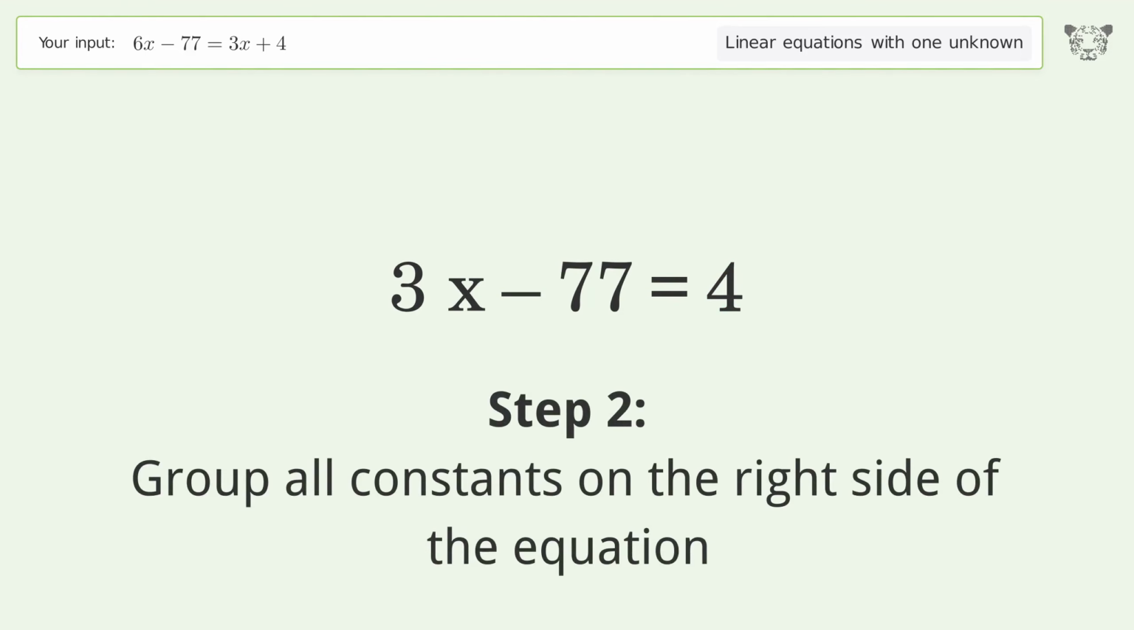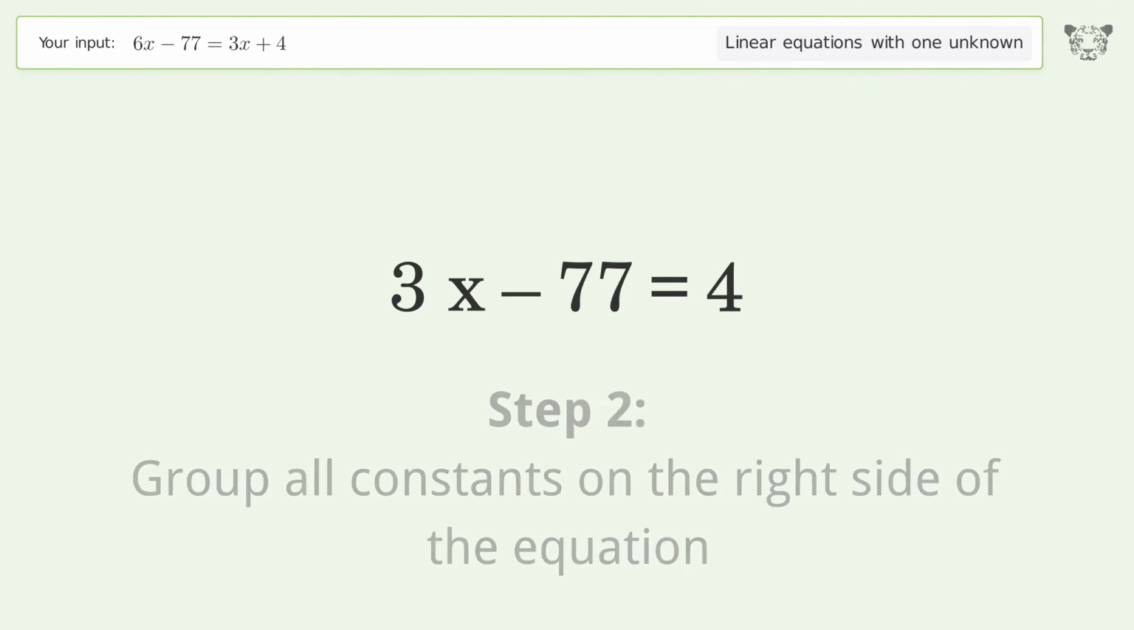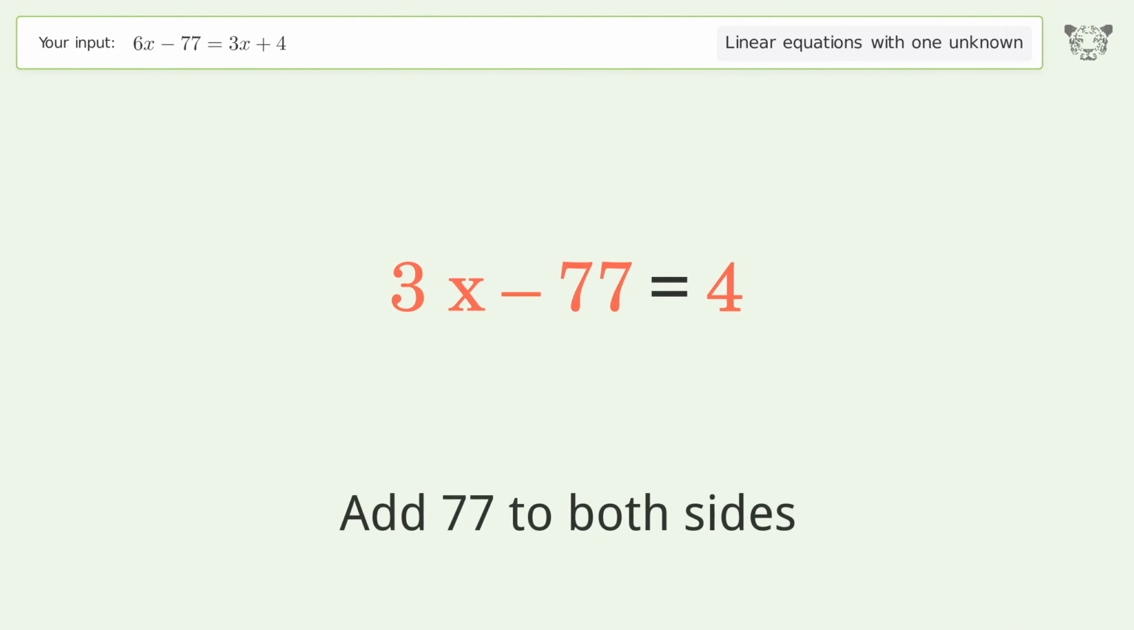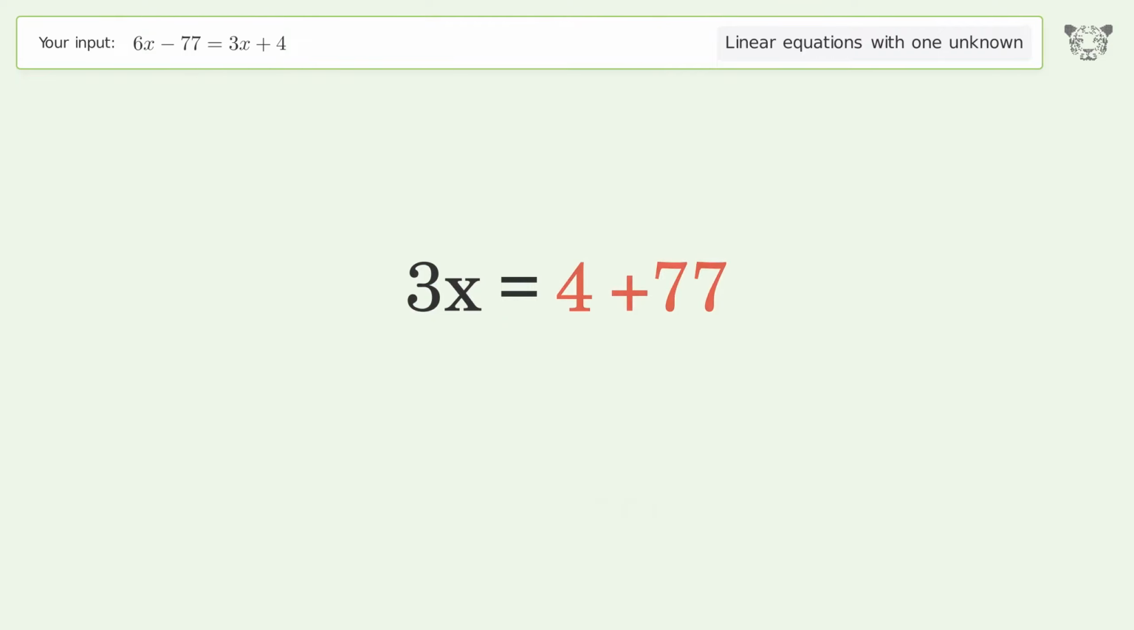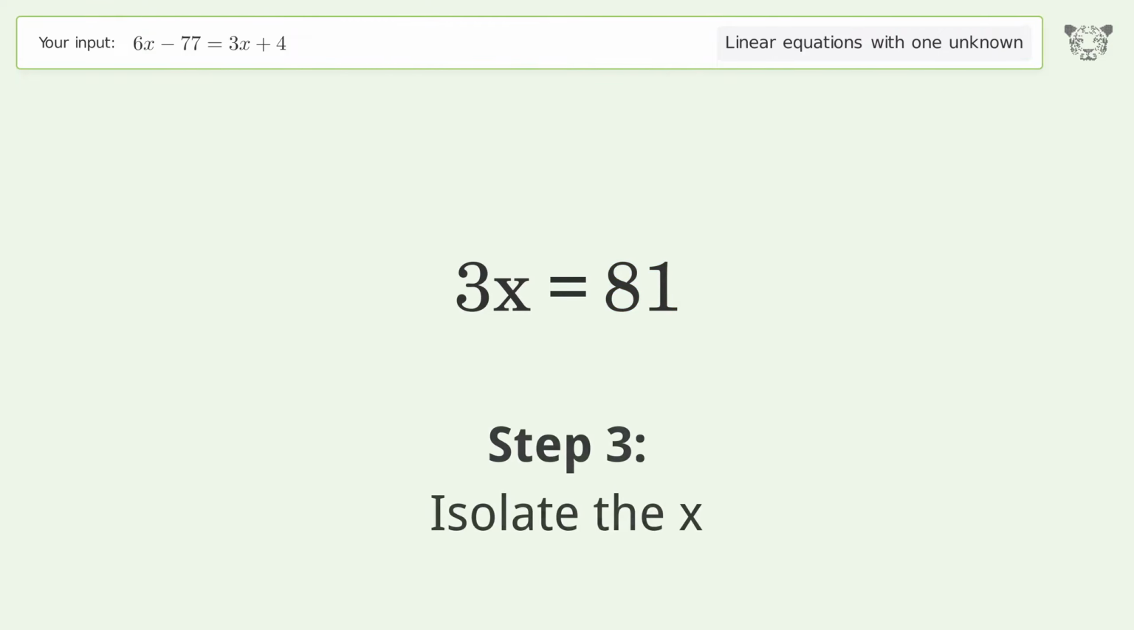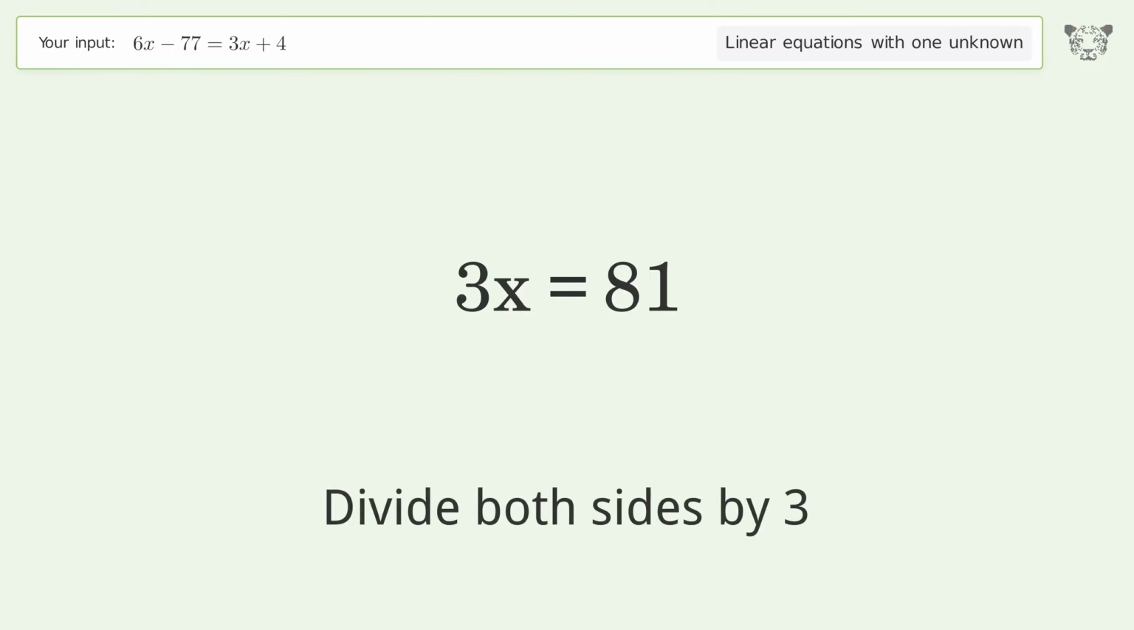Group all constants on the right side of the equation. Add 77 to both sides. Simplify the arithmetic. Isolate the x. Divide both sides by 3.